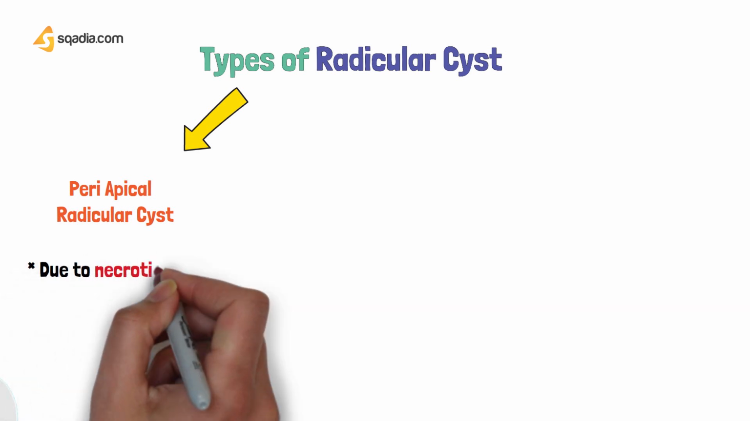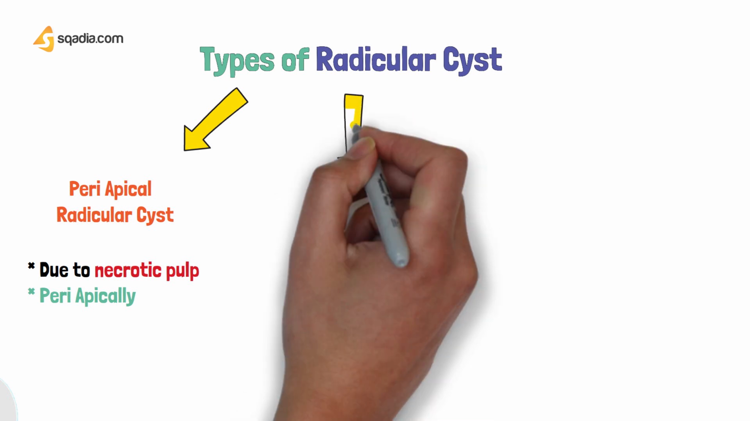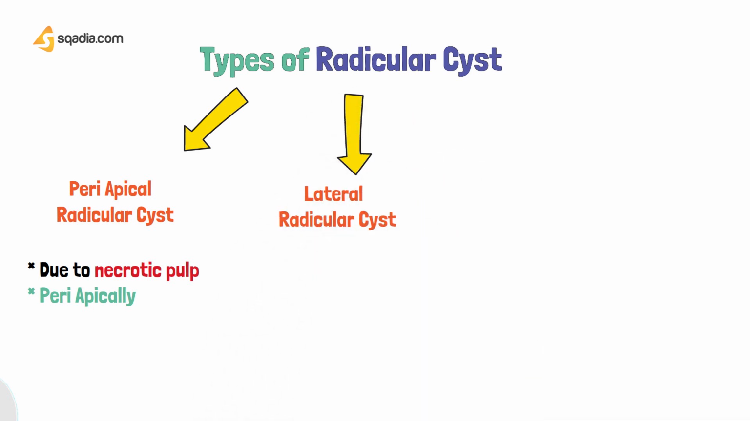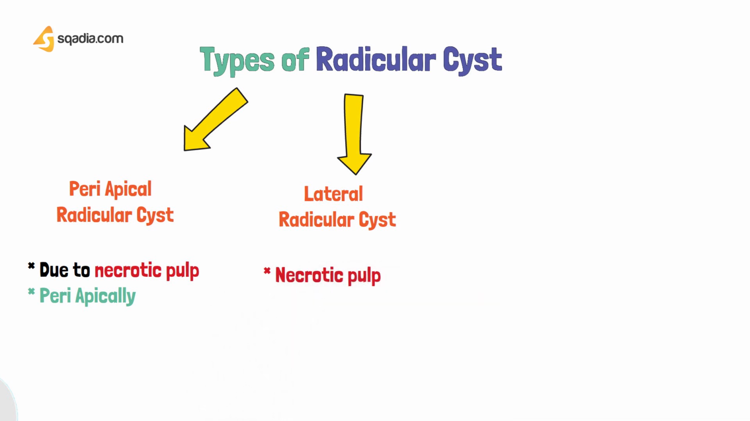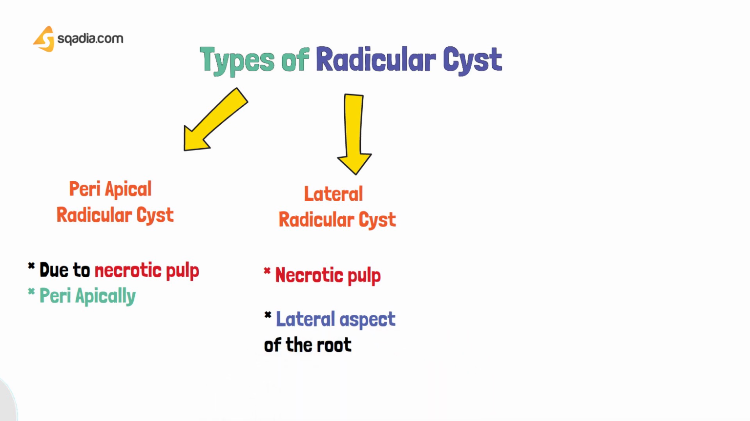So there are three types of radicular cysts. The periapical radicular cyst. In this, the cyst usually arises in the periapical area due to a necrotic pulp. Next is the lateral radicular cyst. In this, again, the pulp is going to be necrotic, but the inflammation enters the canal system from the lateral foramens. We're going to look at it in more detail in just a minute.